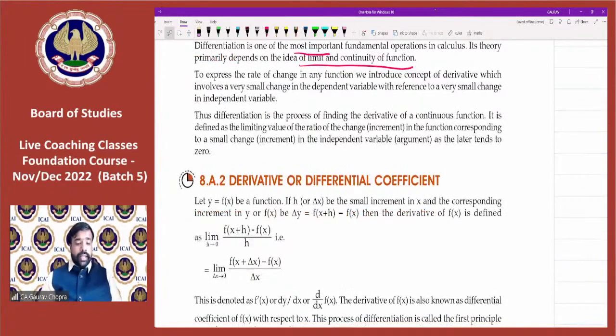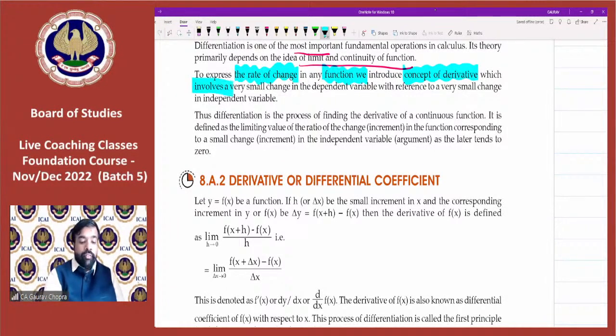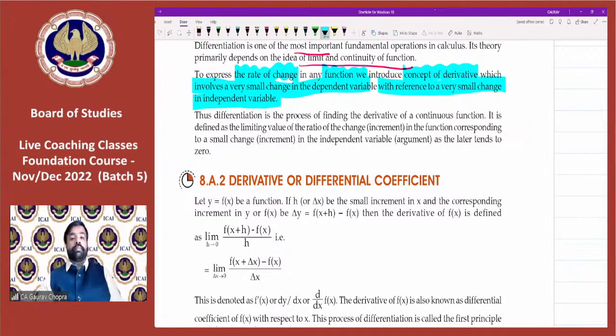Then to express the rate of change in any function, we introduce the concept of डेरिवेटिव. तो जब भी हमें रेट ऑफ चेंज को बताना है तो हम यूज करेंगे डेरिवेटिव का, which involves a very small change in the dependent variable with reference to a very small change in the independent variable.